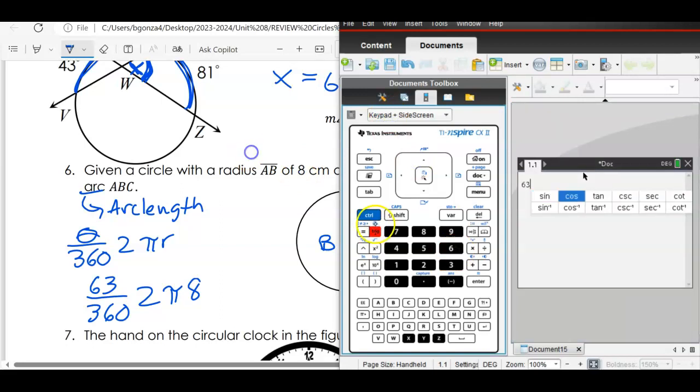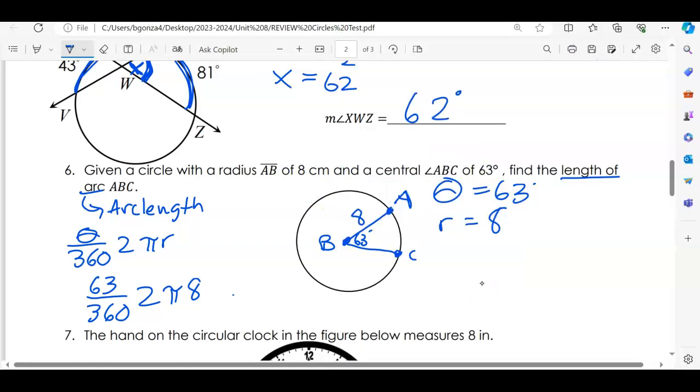Sixty-three, control divide 360, go to the right. 2 pi, enter 8. 8.796 rounds to 8.8 actually. And remember, arc length is regular units, so in this case, centimeters. All right.